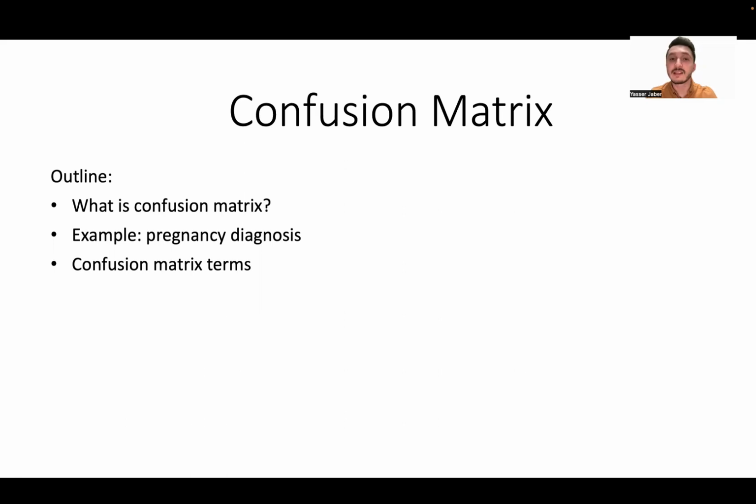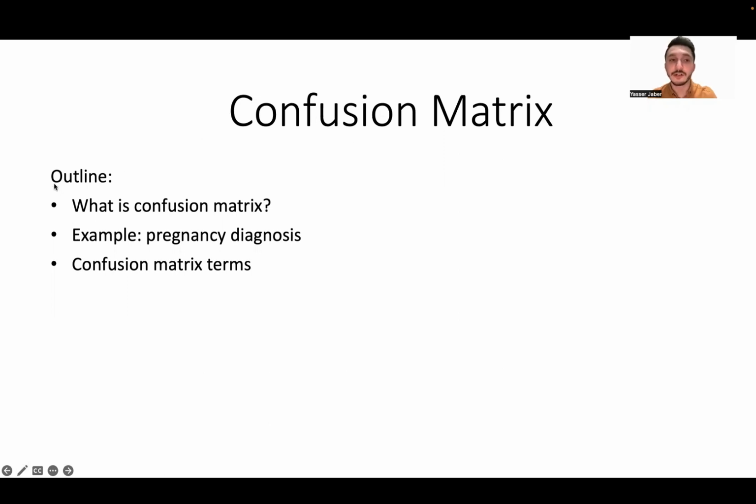Today, we will be discussing a very important topic that is related to supervised machine learning and machine learning classifiers, and will help us to determine how successful our machine learning classifier is. And that topic is called confusion matrix.